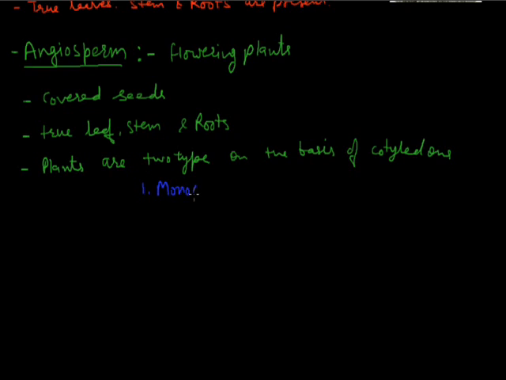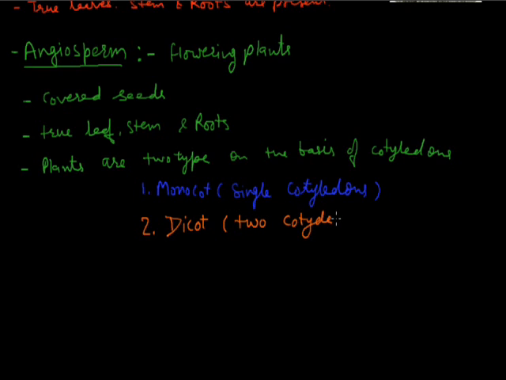Monocot means they are having single cotyledon in their structure. And another plants we call them dicot. Dicot means they are having the two cotyledon in their structure. Two cotyledon means each seed is divided into two parts or two pieces. We call them two cotyledon.